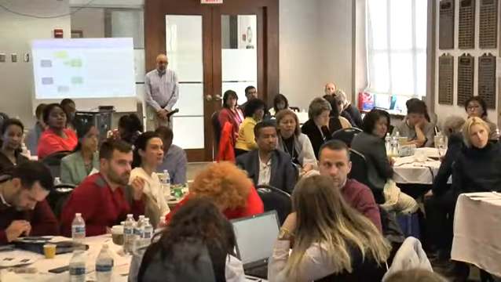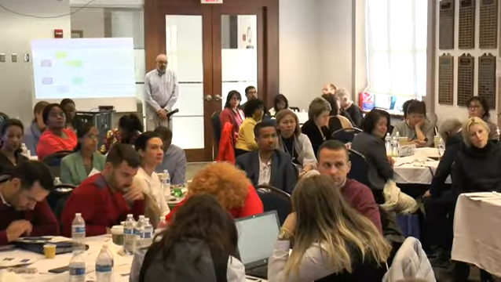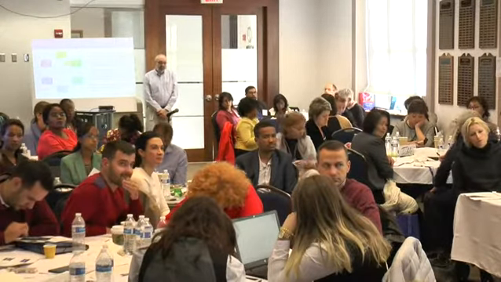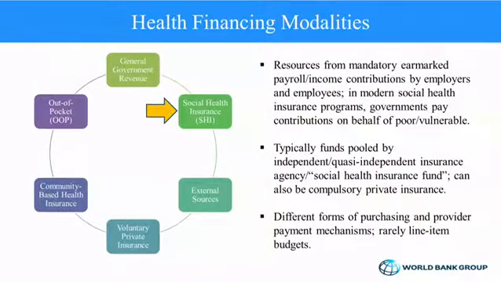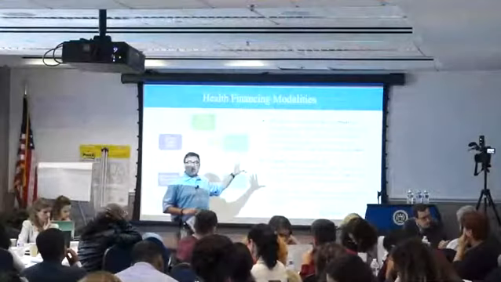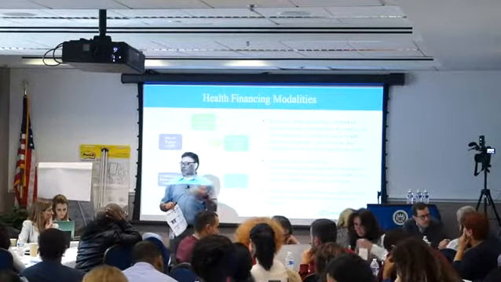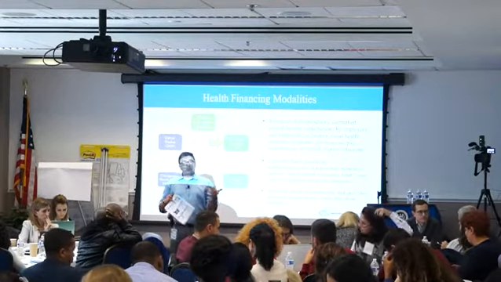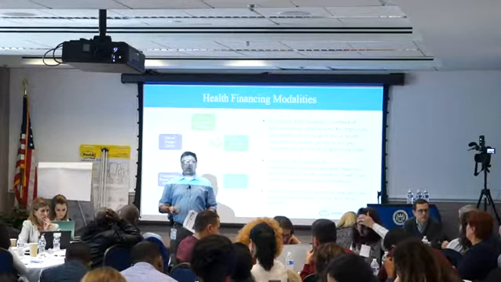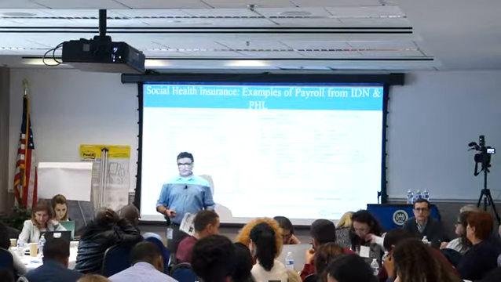And then social health insurance, I'm not going to go into too much detail here, but basically it's a compulsory form of prepayment, wage-based prepayment of healthcare that is then pooled by either a quasi-public or a public agency that then purchases health services, typically from both public and private providers.